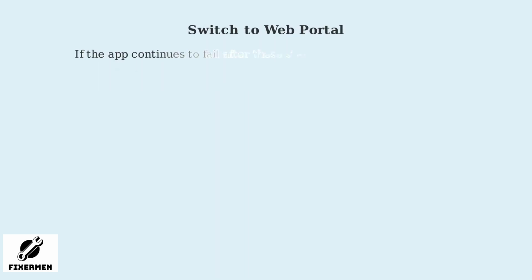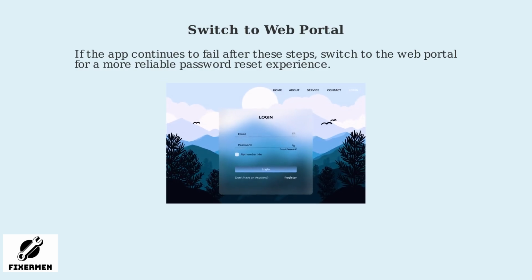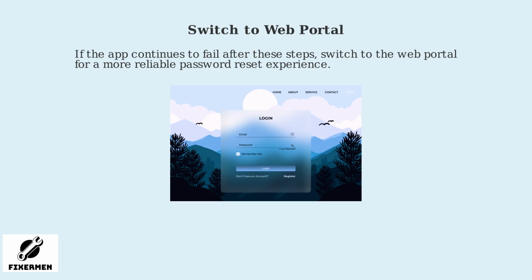If the My AT&T app still fails to reset your password after trying these troubleshooting steps, switch to using the web portal. The web version often bypasses app-specific issues and provides a more stable connection for password resets.